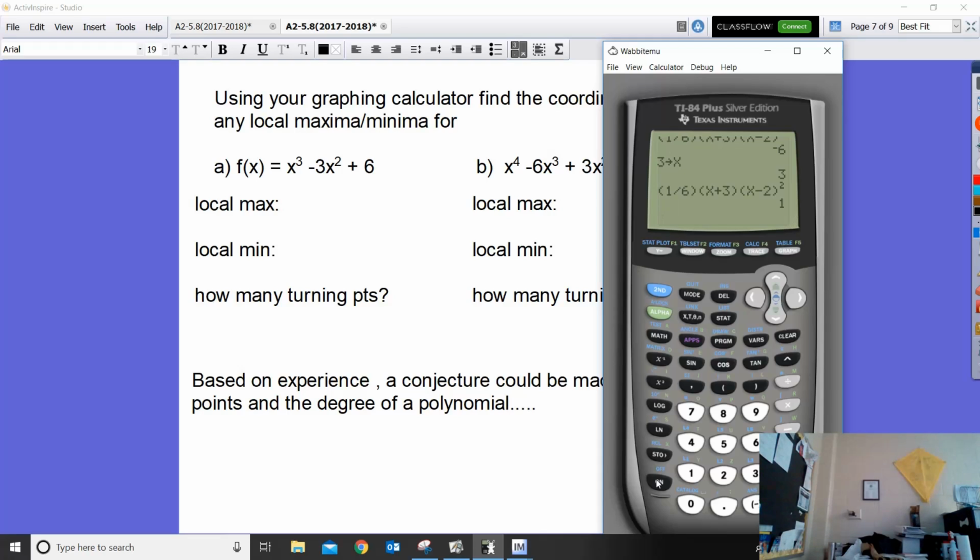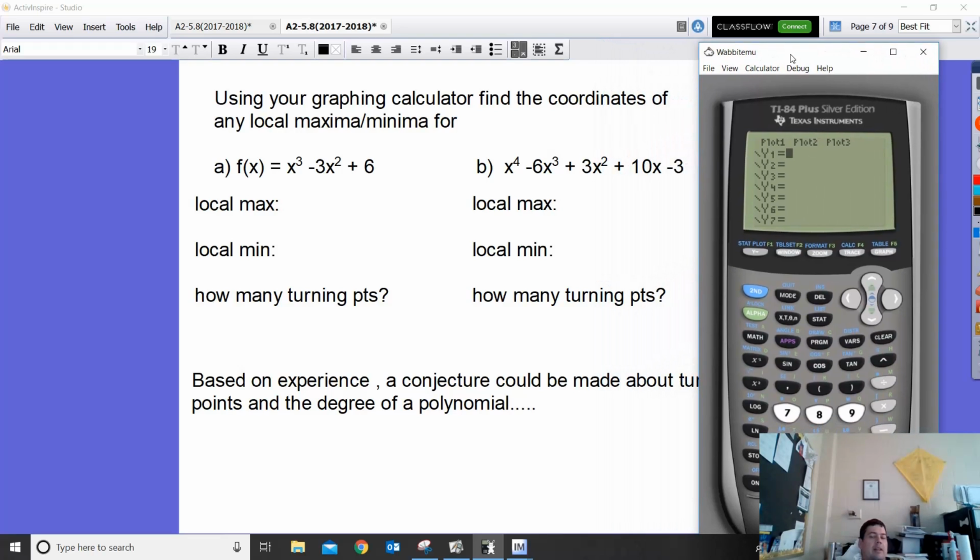Why did you say anything equal to 0? Did it ask you to solve for x? Nope. You graphed the thing. So again, you're looking at example B. You ought to be able to see your piece of paper better than my calculator up here.